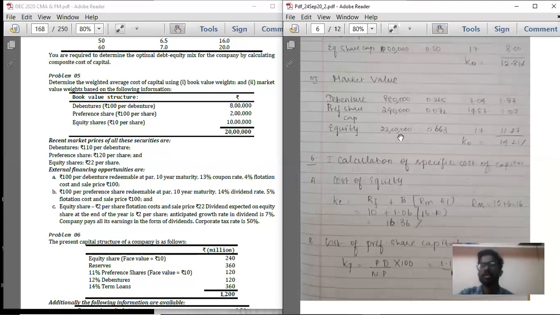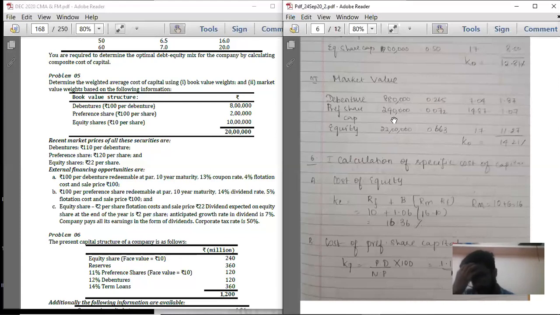Now, market value totally 33 lakh 20,000. In respect of weights, calculate. Now, divide the debenture market value by total market value. That is 8 lakh 80,000 divided by 33 lakh 20,000. You are getting 0.265. In respect of debentures record 0.265.